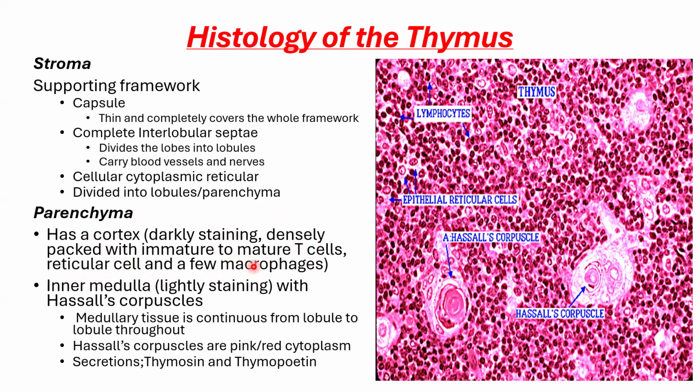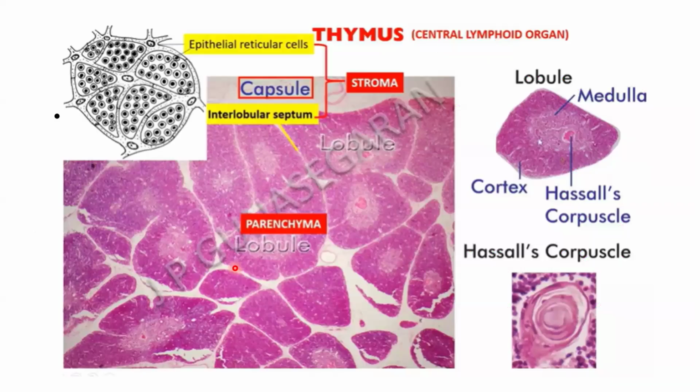What about the medulla? For the medulla, it will comprise of now the Hassall's corpuscle, which is a characteristic of the thymus. Also, it will comprise of hormone secretions, which is now the thymosin, the thymopoietin, and thymulin. So kindly take note of that, that is the histological organization of the thymus.